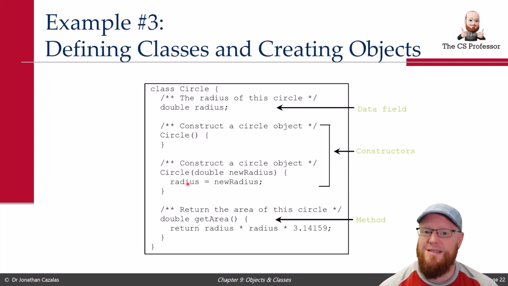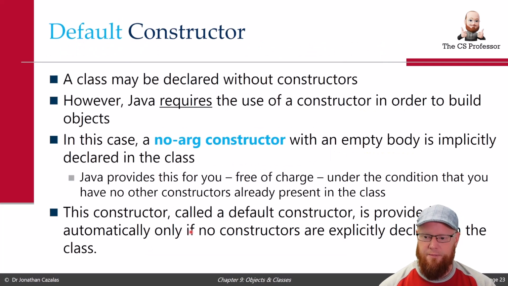We also have a second constructor that receives a double called newRadius, which we assign into the data member radius. And then finally, we have a method called getArea, which merely returns the area of this circle object, pi times radius squared, pi r squared.